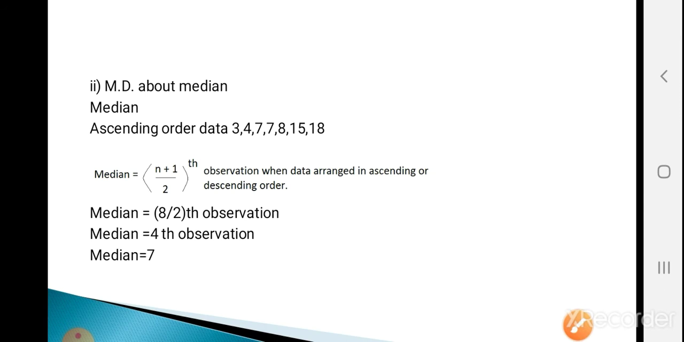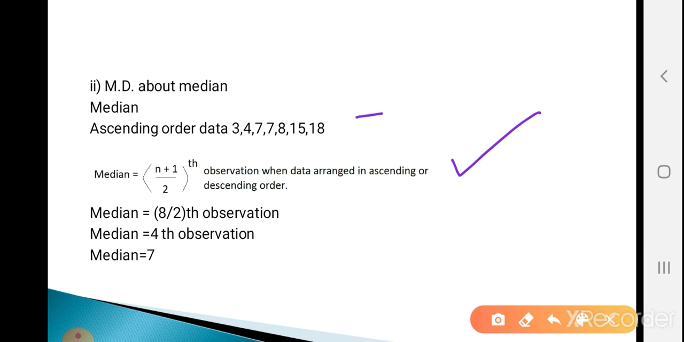Now, next, mean deviation about median. So, how to calculate the median for ungrouped data? The formula is median is equal to the (n plus 1) divided by 2-th observation when data is arranged in ascending or descending order. So, to find the value of median, first arrange the data in ascending or descending order. Here the ascending order data is 3, 4, 7, 7, 8, 15 and last is 18. Here we are given a total of 7 observations, so n is 7. Plug n equal to 7 in the formula: 7 plus 1 is 8, 8 divided by 2 is the 4th observation. Which one is the 4th observation? Here the 4th observation is 7. So, the median value is 7.